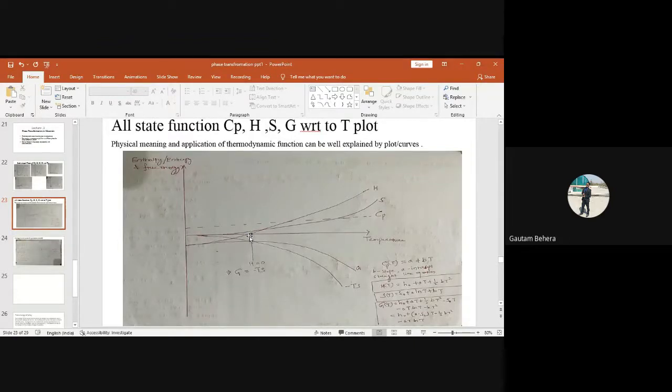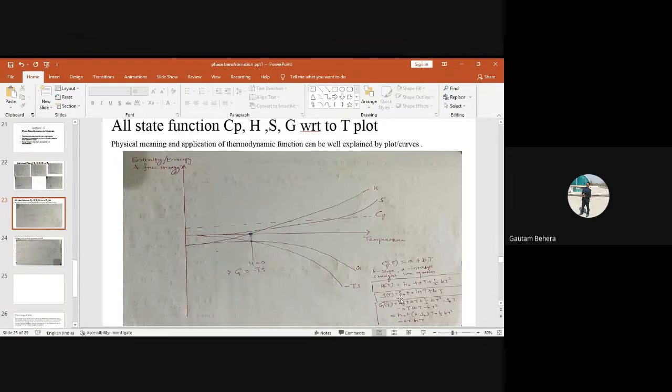And at this point, just remember, enthalpy is 0. H is equal to 0. And we know that G is equal to H minus Ts. So once H is equal to 0 at this point, that is 298 Kelvin, if you remember, then G is equal to minus Ts. So at this point, G is equal to minus Ts because H is equal to 0, right?